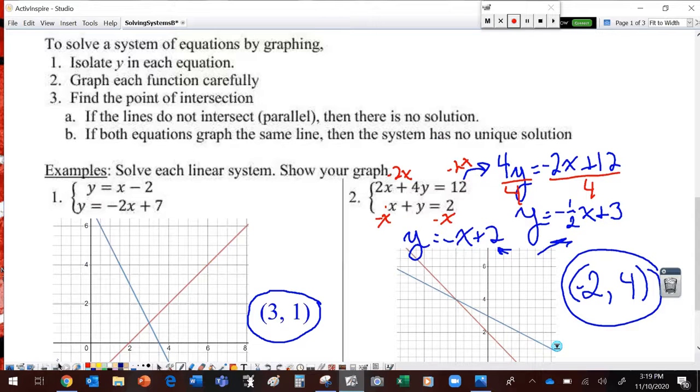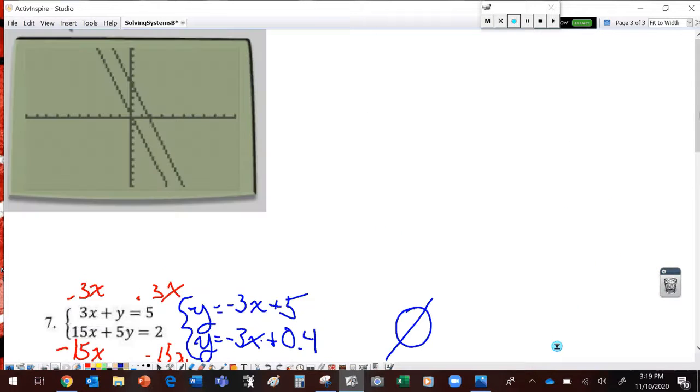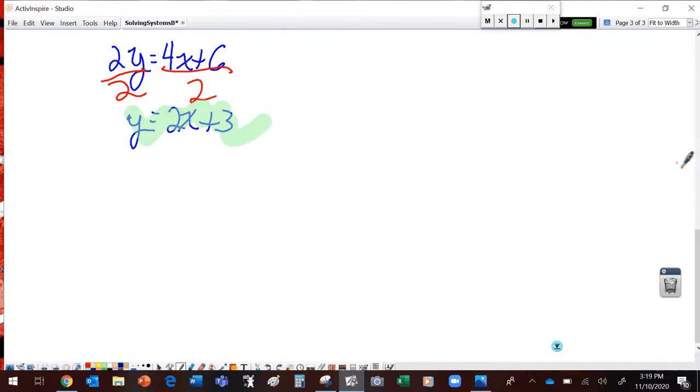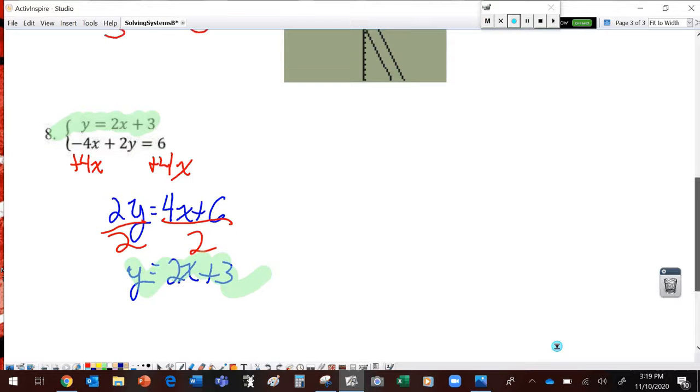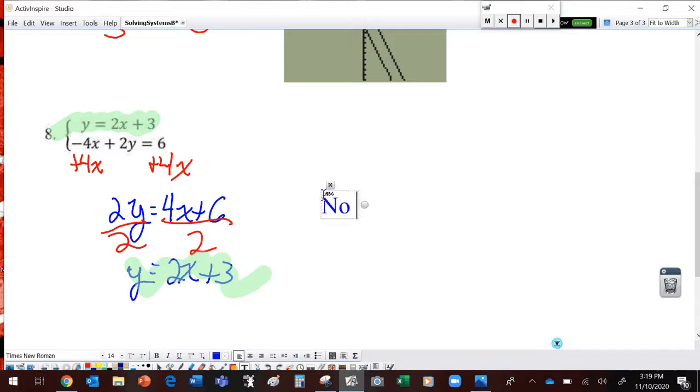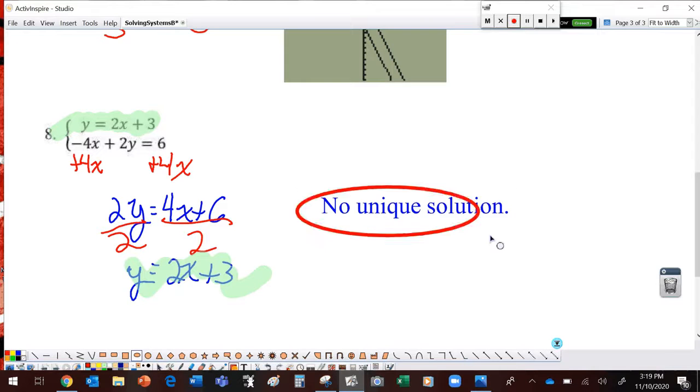Now, once we recognize that they're the exact same equation, we don't actually need to graph. We can just go ahead and say no unique solution. Now, before we say that, though, we do want to make 100% certain that these two are the same equation. So we can't just go right out of the gate and say there's no unique solution. What we need to do is get y by itself in both equations. If it's the exact same equation both times, that's no unique solution.